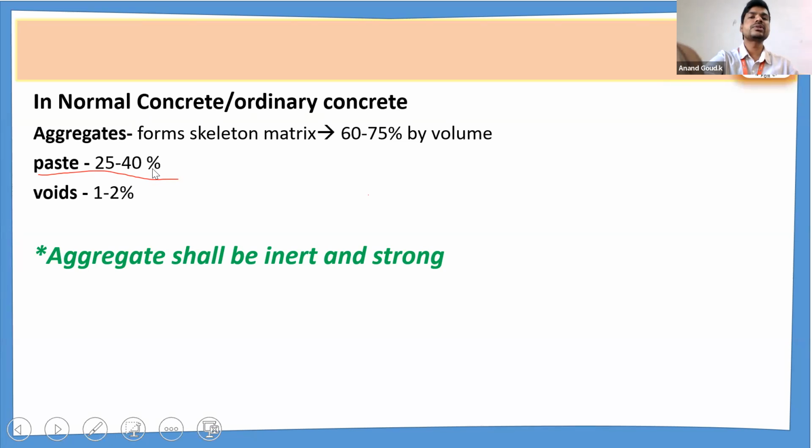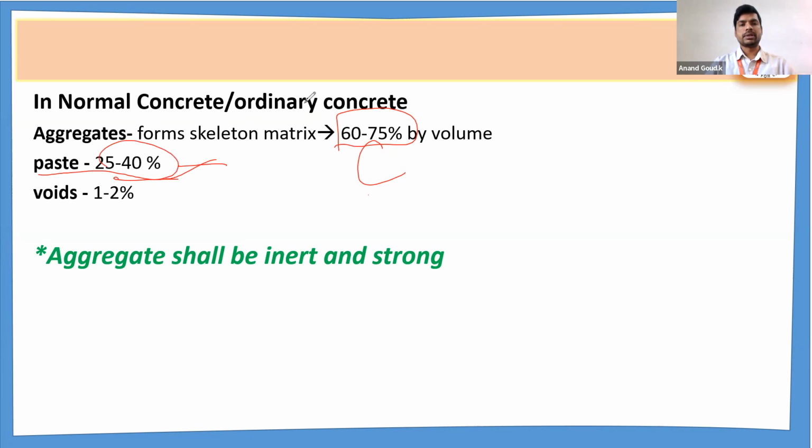We are going to use around 25 to 40 percentage of paste in 1 unit of concrete. So normally here 60 to 75 percentage will be aggregates, and the remaining 25 to 40 percentage will be paste. Paste is nothing but a mixture of water and cement. When you add water into the cement, it will become like a paste, right? So that percentage will be 25 to 40 percentage.